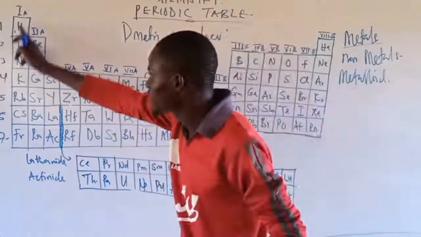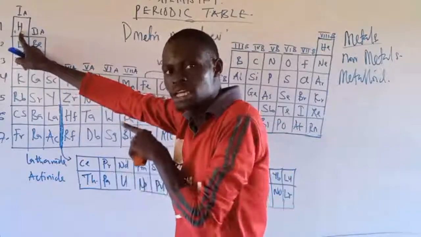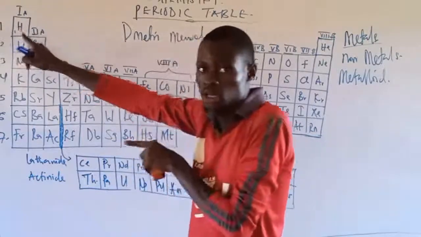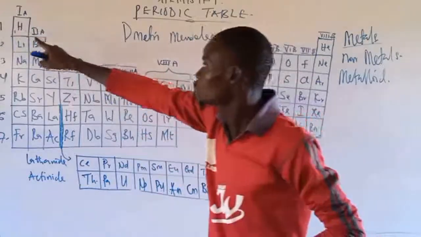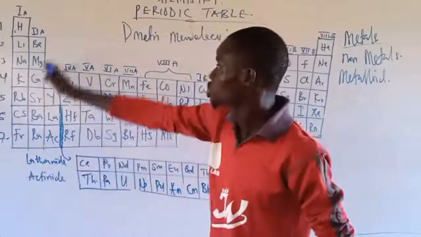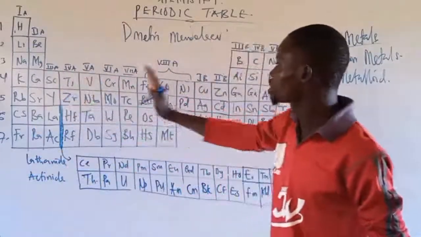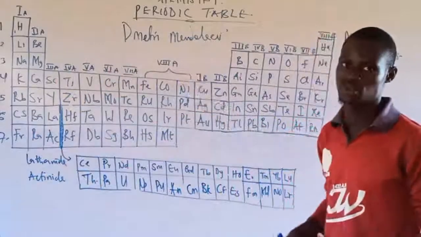Starting from here, these are metals with the exception of hydrogen. Hydrogen does not fit into this place. Hydrogen is neither a metal, it's not a metal. So hydrogen does not fit here. 1A elements are metals, 2A elements are metals, the 3A, 4A to 8A elements are metals.